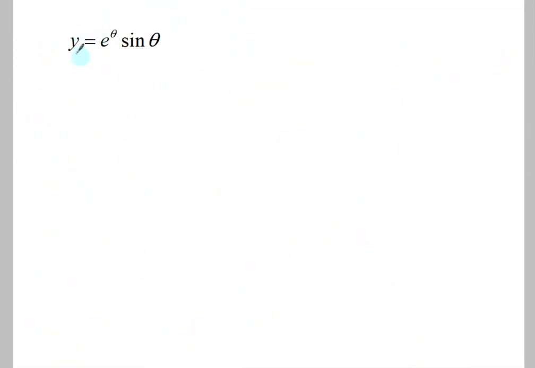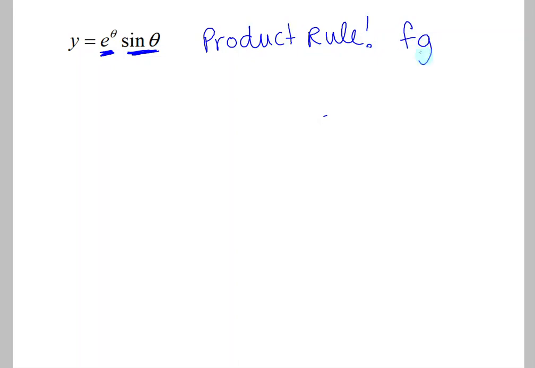Let's take the derivative of y equals e to the theta times sine of theta. Now I notice I said times. I'm multiplying two functions, e to the theta and sine of theta. Here I have to use product rule. Remember what product rule looks like? f g prime plus f prime g, where f is one of the functions and g is the other function.